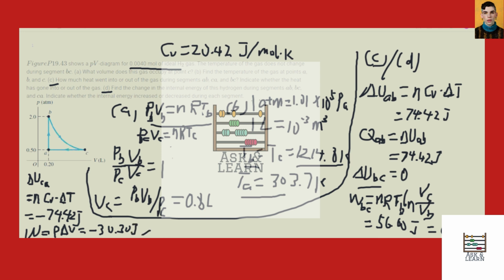The first law of thermodynamics tells us that Q_CA equals delta U_CA plus work_CA. So you just add these two numbers together, which gives you negative 104.72 joules. This number is a negative value, which means the heat is flowing out of the system, and the amount of heat is 104.72 joules. So that's it.